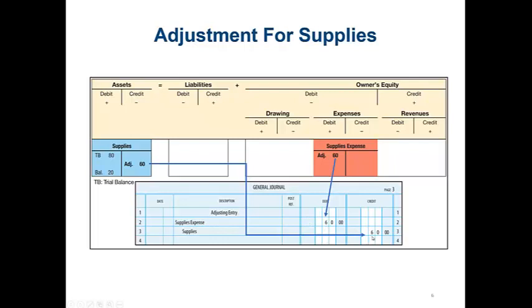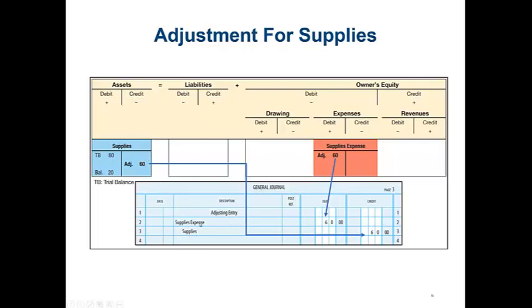So one way to remember this is the adjusting entries that we're going to be looking at in this chapter will begin with a debit to some sort of expense account. So since we're dealing with supplies here, we're going to debit supplies expense. And we need to adjust an asset account usually. So we're going to credit the supplies.